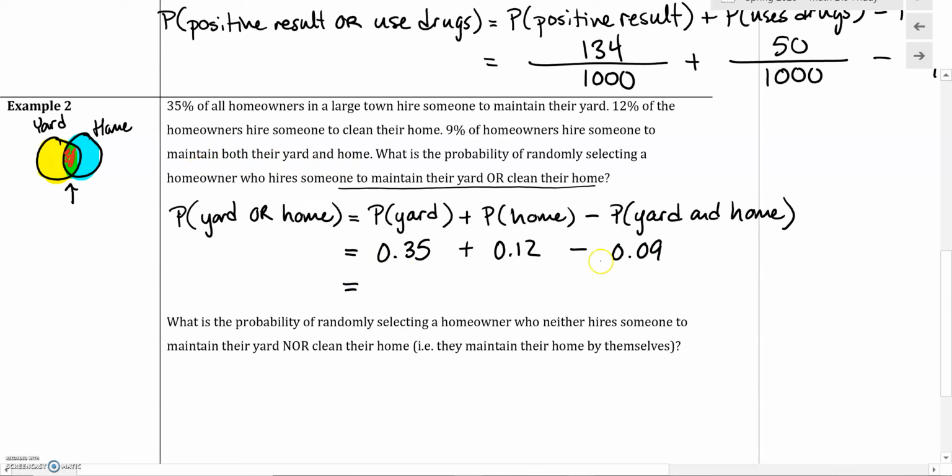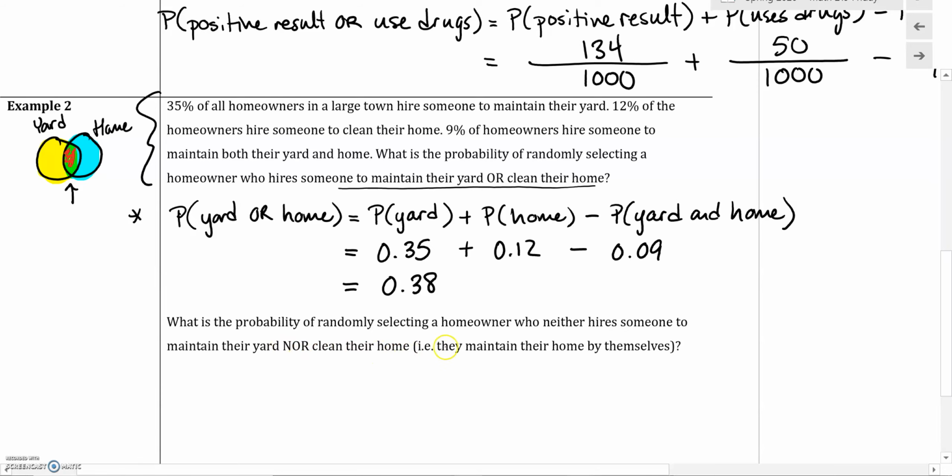So this was actually easy once I wrote out the rule. And again, for me, that's huge because to just jump from here to, oh, that's what it is, I think that's a big leap. Take the time to write out the rule, and you're giving yourself a set of directions to follow from then on. Anyways, these would add up to, if I'm doing it right, 0.38. There's a 38% chance you would pick someone that hires someone to maintain their yard or their home.